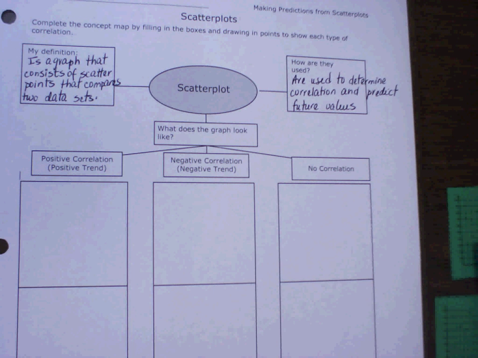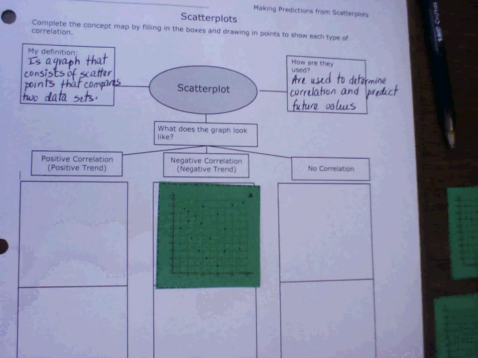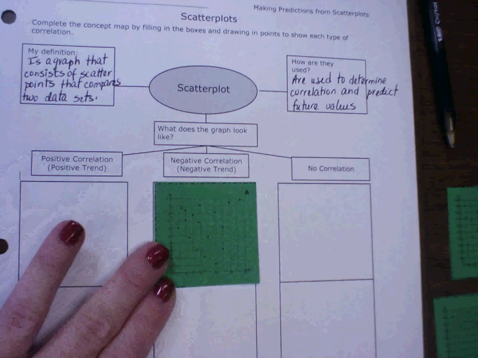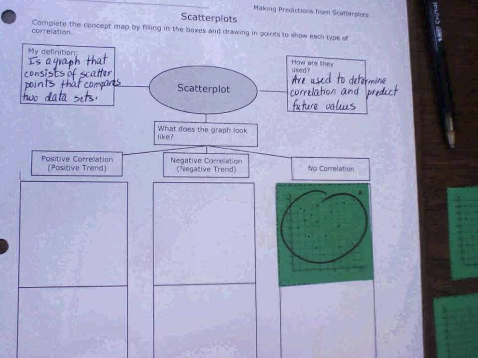So what we need to do right now is figure out what kind of relationship do these things have. Okay, what about A? Does it have a negative, a positive, or a no correlation at all? I would say no correlation. Very good. So glue that there.